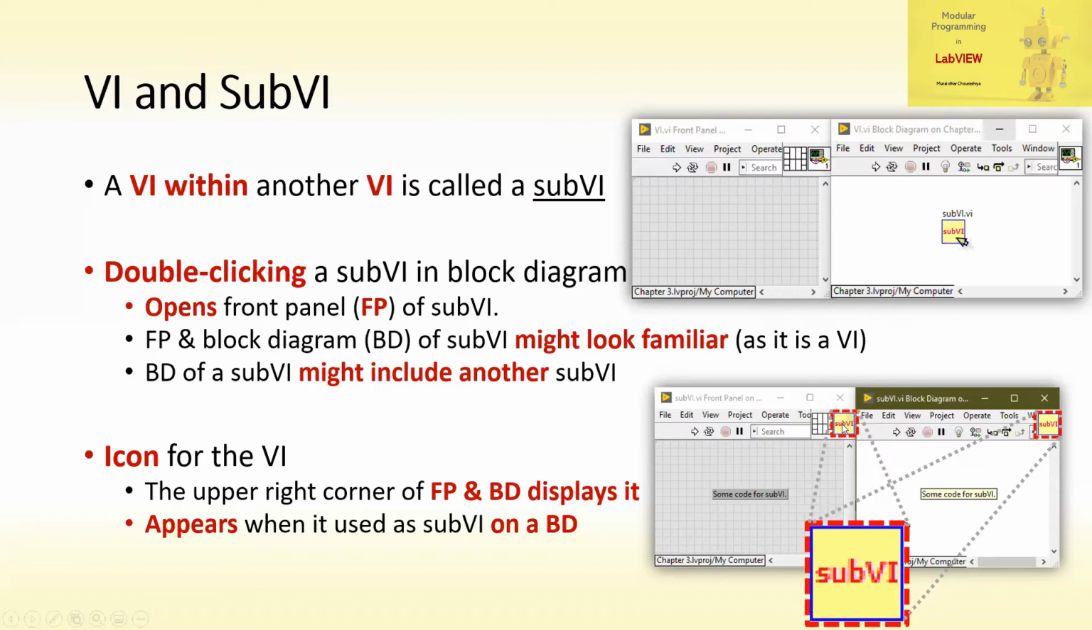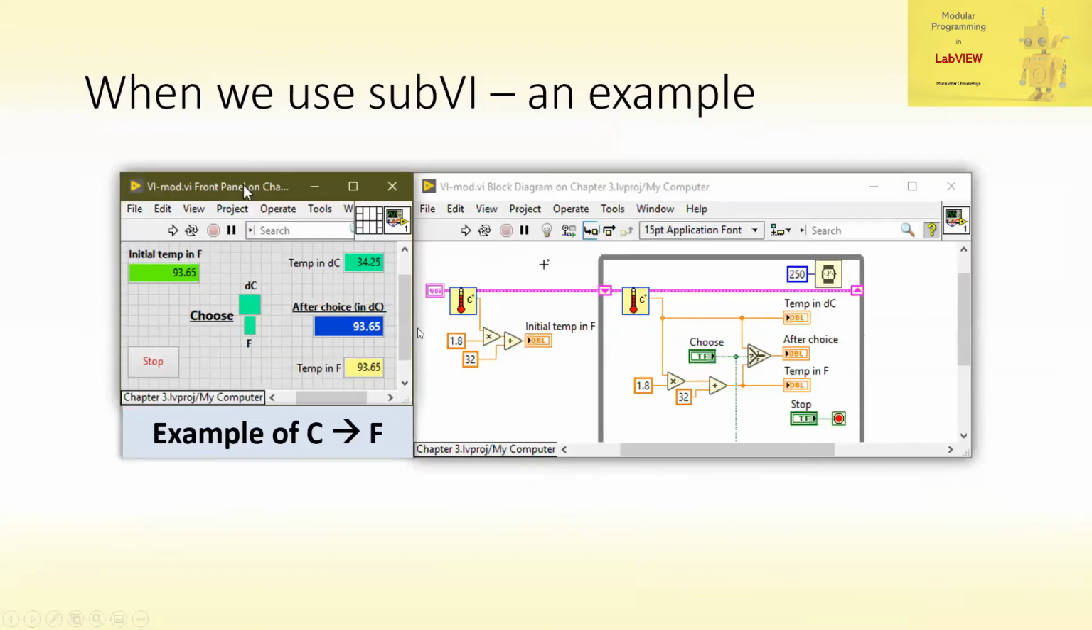This is the icon, and this particular thing is called the connector pane. This is used to input and output values to this SubVI. So for example, I will show you here. You see the example. I will first explain what the example is, and then we will describe what is happening.